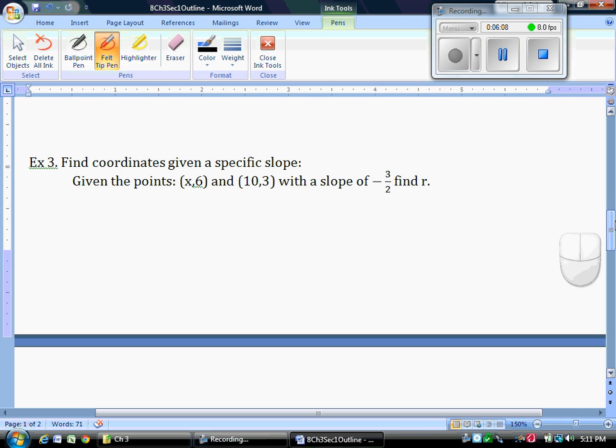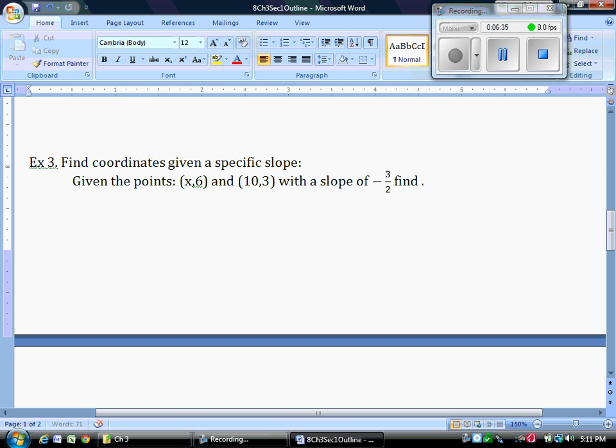Last example, and then we're going to talk a little bit more about what slope is on the back. Finding coordinates given a specific slope. This is where we need to know how to use the formula. Okay, I have the points (x, 6) and (10, 3) and a slope of negative 3 over 2. And I want to, that should say, find x. Okay, let's see if I can get that changed. There we go. Find x.